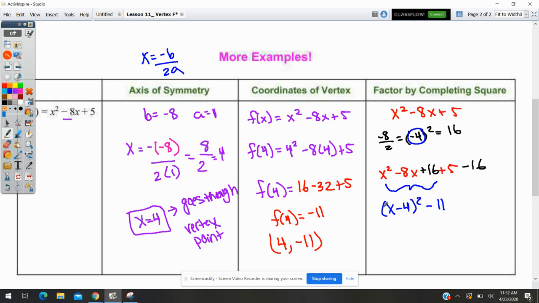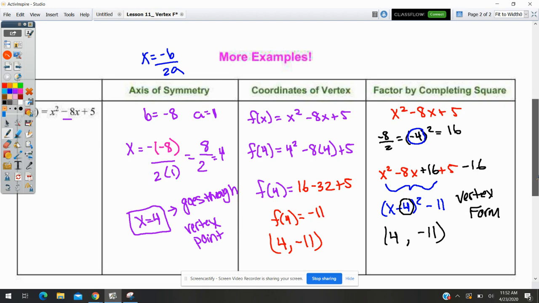Okay, so now, as you can see, when we factored by completing the square, this 4 is the x value of our vertex, and this negative 11 is our y value. So this is why it's called vertex form. Okay? All right, so basically in vertex form, you're just identifying the x value, which we know is 4, and then negative 11 is our y, which we saw when we did it algebraically before.